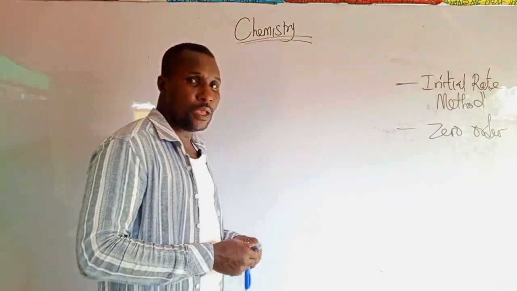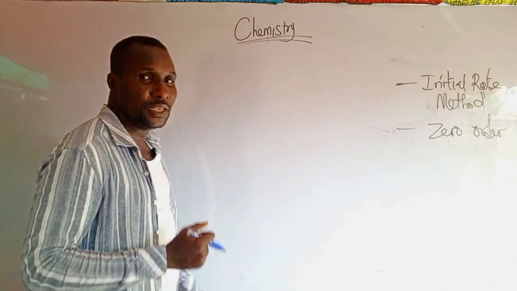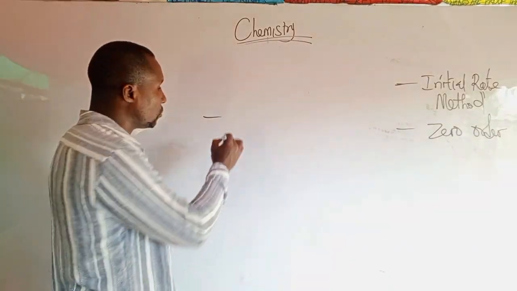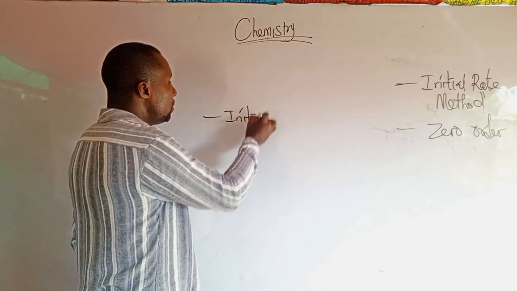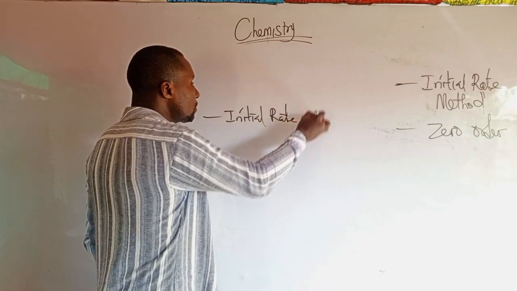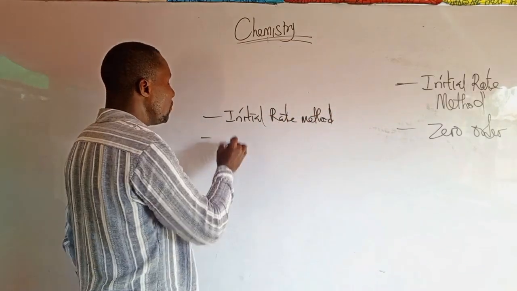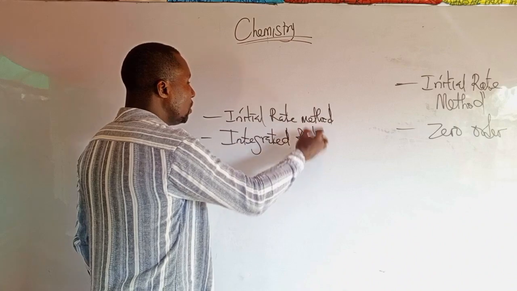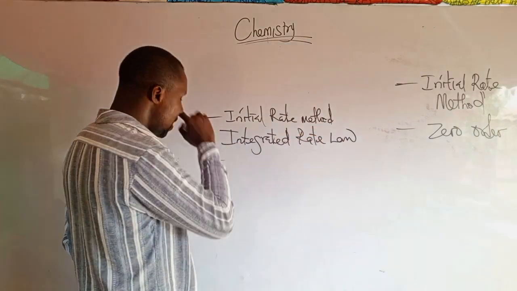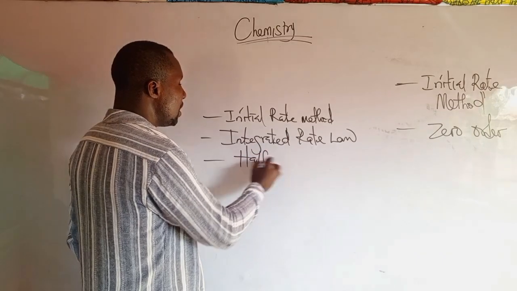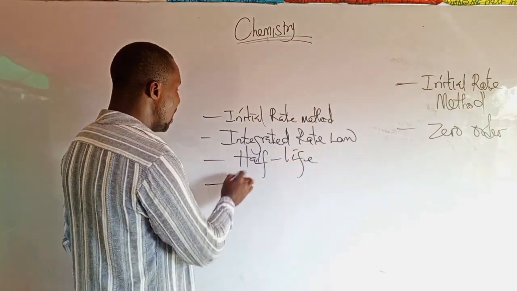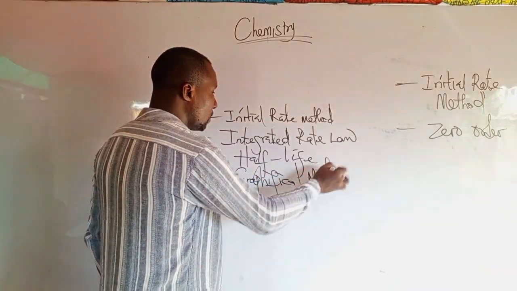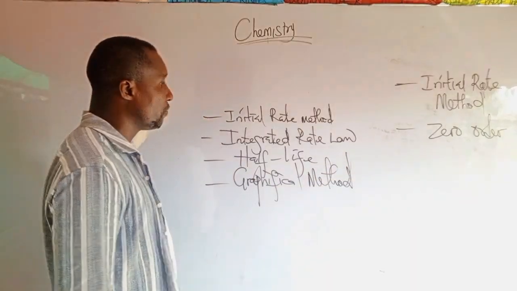Okay, let us look at it. Before I continue, we have four ways in which we determine order of reaction. We have the initial rate method, the integrated rate law method, the half-life method, and the graphical method on how to determine order of reaction.